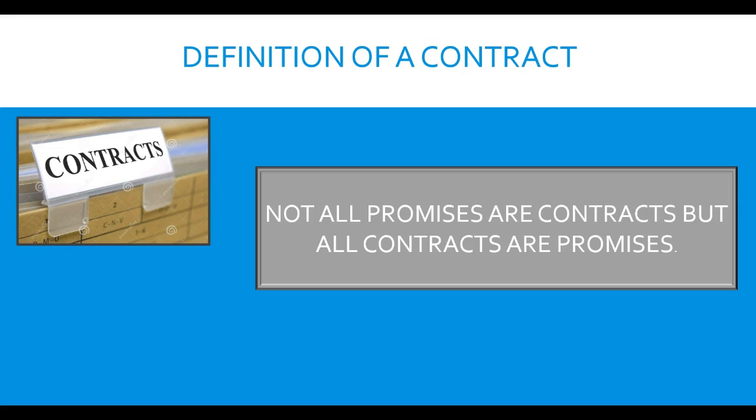All contractual relationships involve promises, but all promises do not necessarily establish contractual relationships. A contract is a promise for the breach of which the law gives a remedy, or the performance of which the law recognizes as a duty. In other words, an agreement that can be enforced in court.